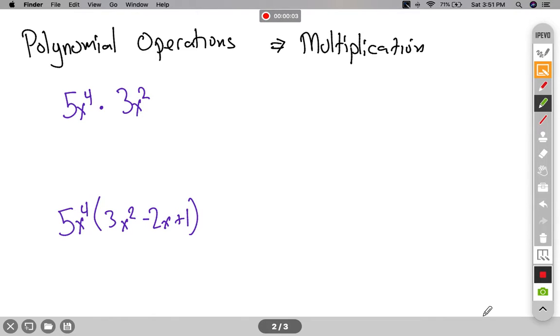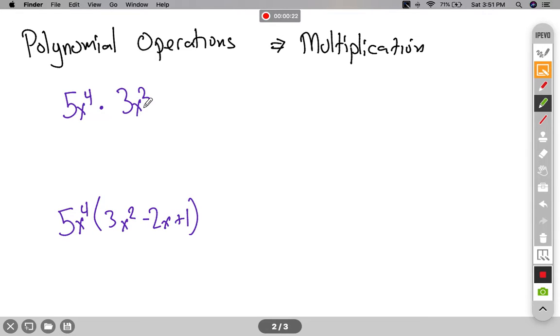The purpose of this video is to review multiplying polynomials. So we'll start with multiplying monomials and work up to more complicated multiplication problems. So basically, starting with monomials, this is where everything comes off of.